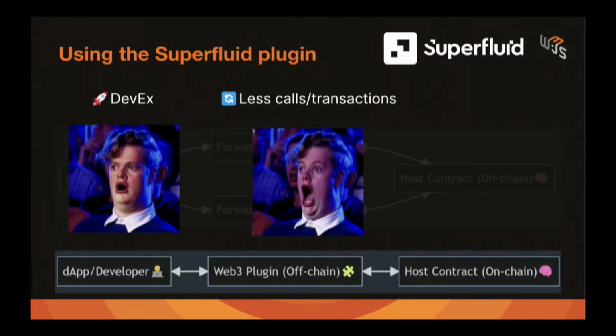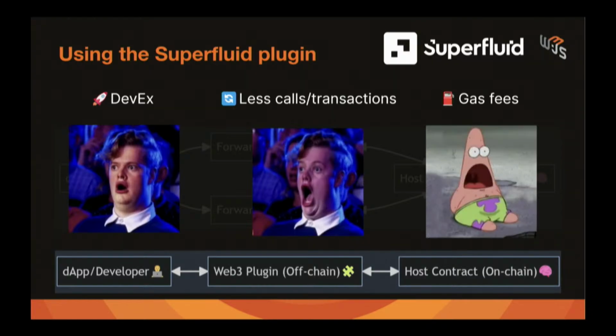This will also reduce the blockchain interactions that you have. So you will have fewer transactions by using the Web3 plugin, because the Web3 plugin is off-chain, and we don't have the forwarders anymore. And finally, this will reduce the gas fees for the final user, because we have fewer blockchain interactions.